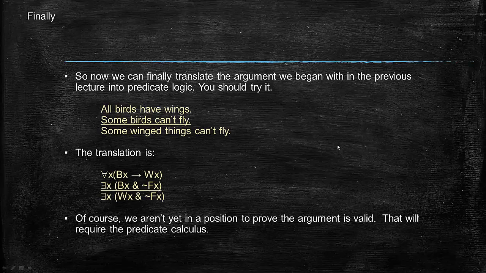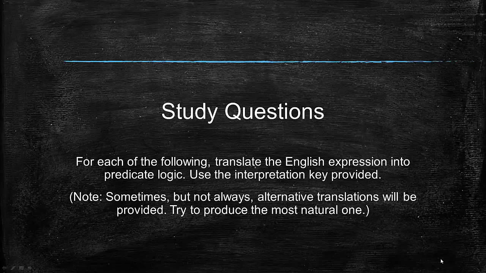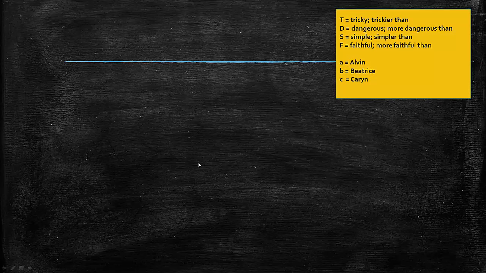Now, we're not in a position to prove this argument is valid yet. That's going to be a little later after we introduce the predicate calculus, but at least we can formulate it. All right, so let's go ahead and finish with some study questions. So I'm going to give you a bunch of English expressions to translate into predicate logic, and you'll use this interpretation key here.